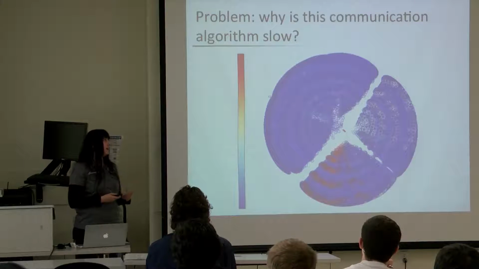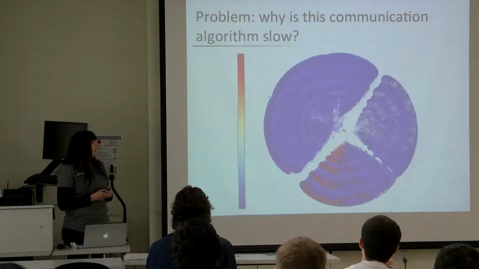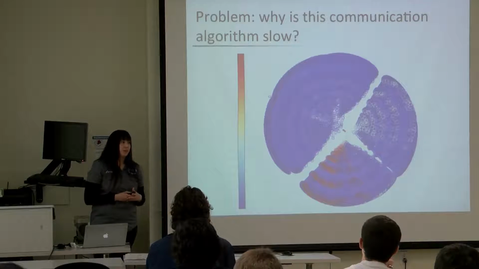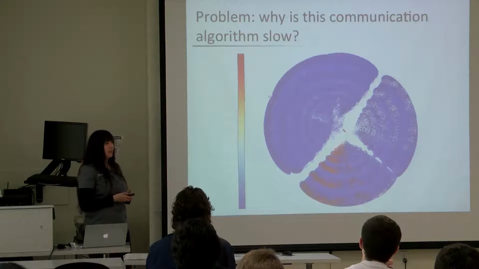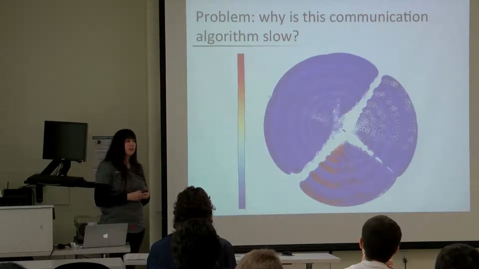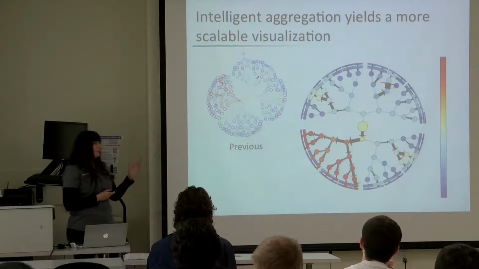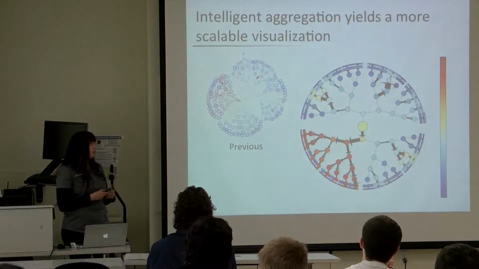So we thought, okay, we need to come up with something better. And what we know is we don't actually care about what any individual process is doing. We sort of care about what's going on in aggregate in terms of how messages are being passed and who's taking a long time. So we came up with this other visualization. So this is our 256 process graph again.